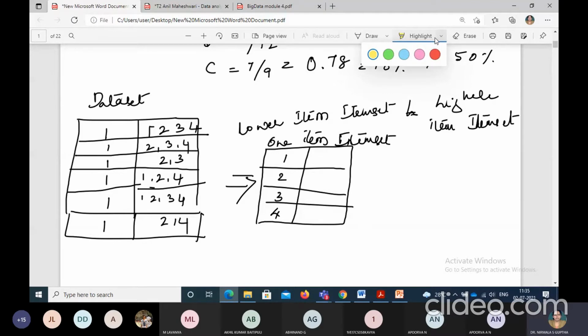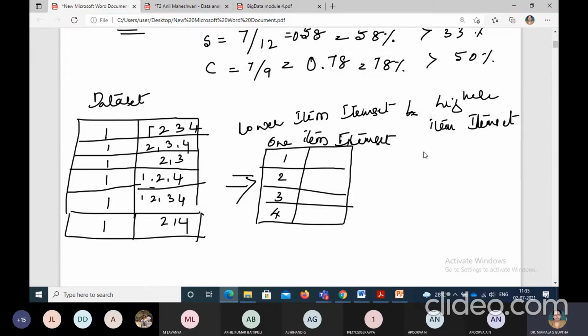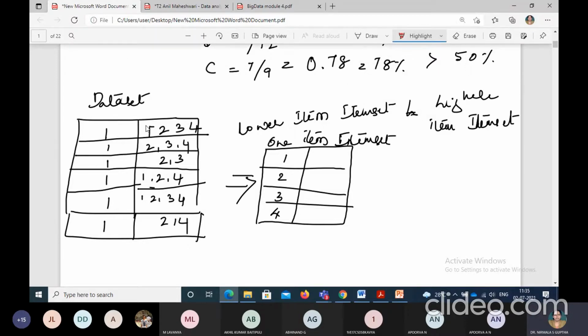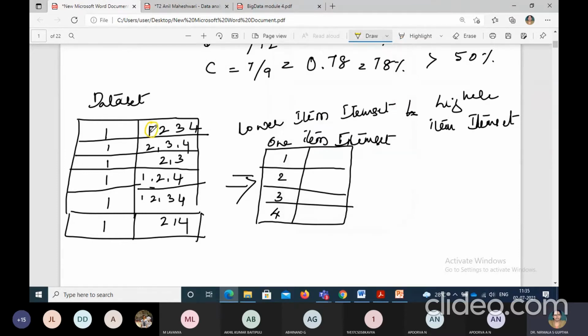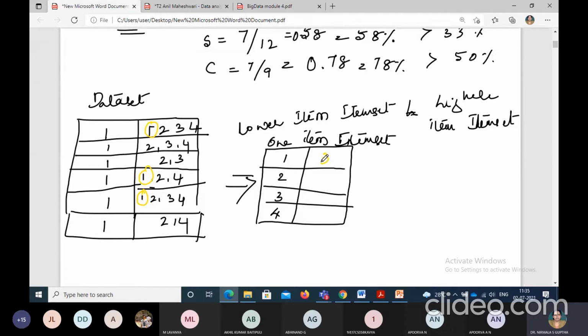Okay, let me use the yellow color. So how many times is the one coming? One is coming here once, twice, thrice. So what is the answer? The frequency of one is 3.